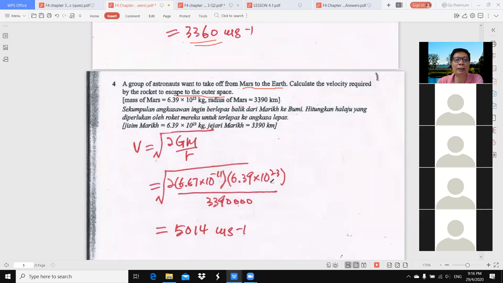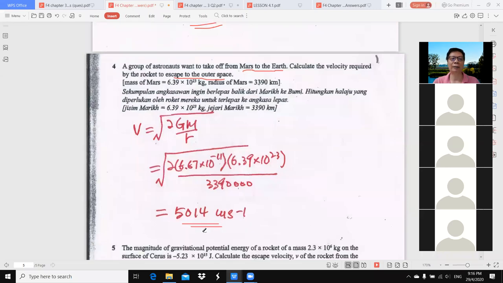Okay, and the distance, the radius, 3390 kilometers, change to meters. Use calculator, calculate carefully, and then you get this value. Now you see here, the mass is bigger, isn't it? Now you see the escape velocity becomes higher. It is more difficult to escape from Mars compared to escaping from the moon. All right, number five.